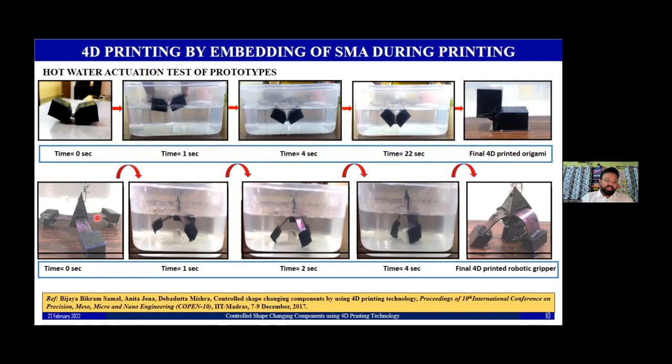The second prototype that we have printed is a robotic gripper. Here we can see it is gripping something, but here we have also got some failed attempts. There was a problem at the interface between the metal and the polymer, so we have to design our part such that these kinds of failures don't happen. This shows the basic capability of the first kind of 4D printing technology that I'm speaking about.